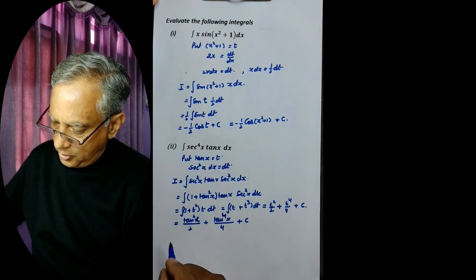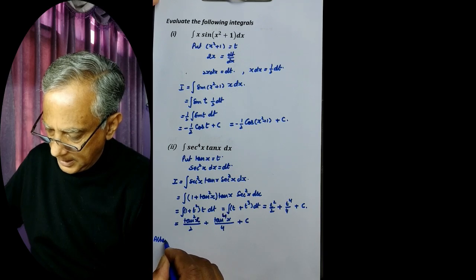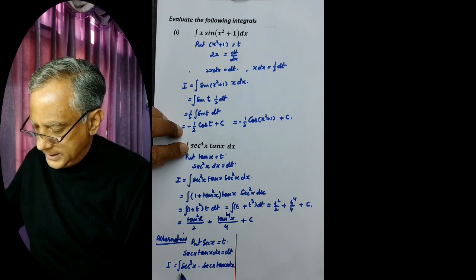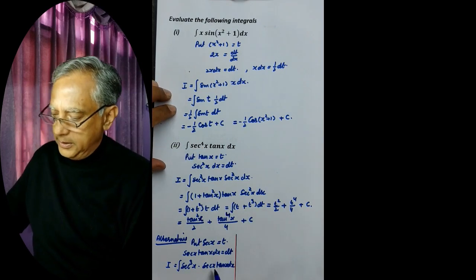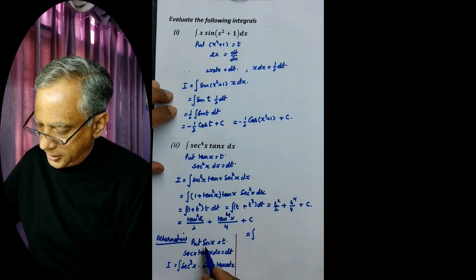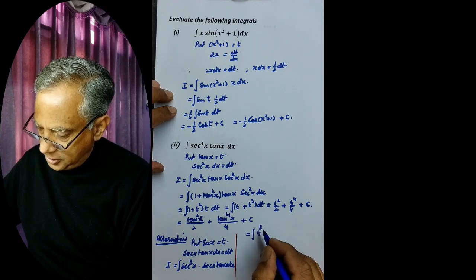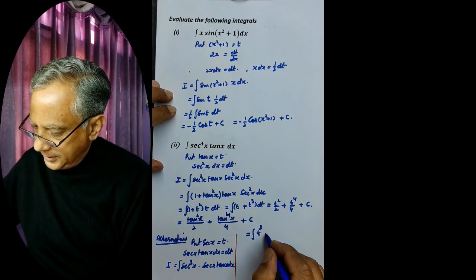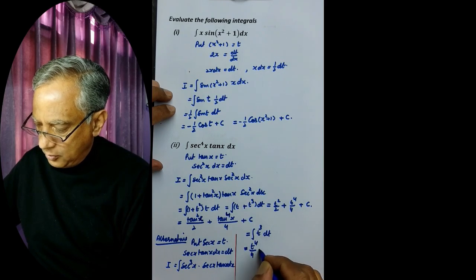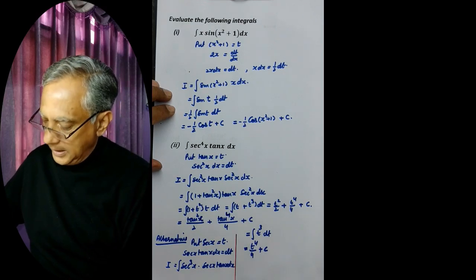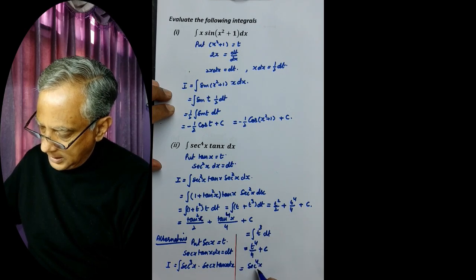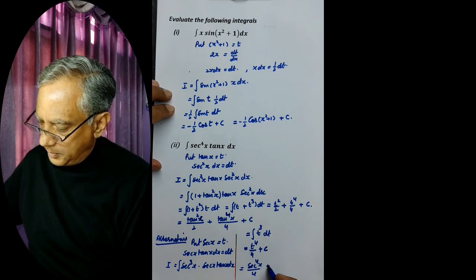Now we try to make another substitution. I have written secant 4 as secant cube x into secant x into tangent x dx. And this is equal to integral, now secant cube is t cube and secant x tangent x dx is dt. So this is very simple. This will be t to the 4 by 4 plus c, and this is equal to secant to the power of 4 x over 4 plus c.